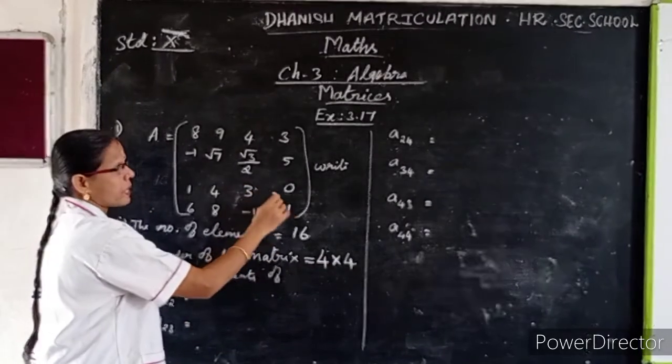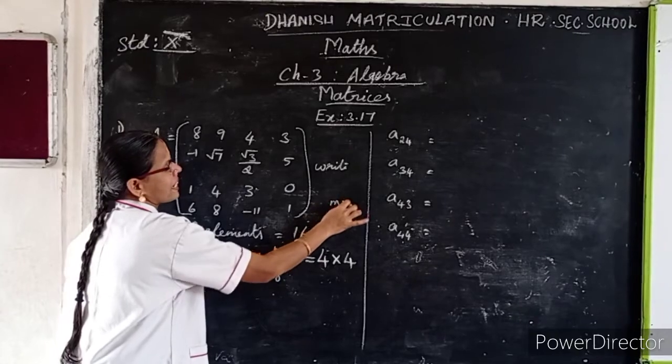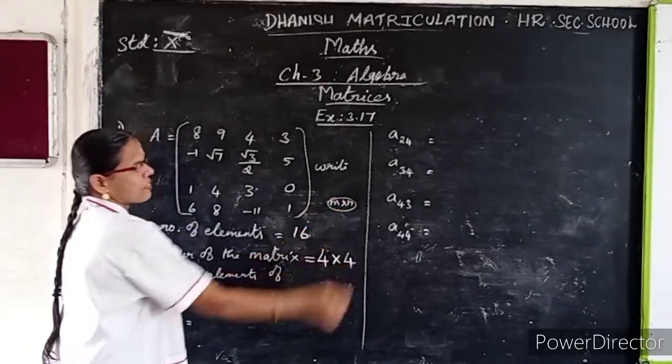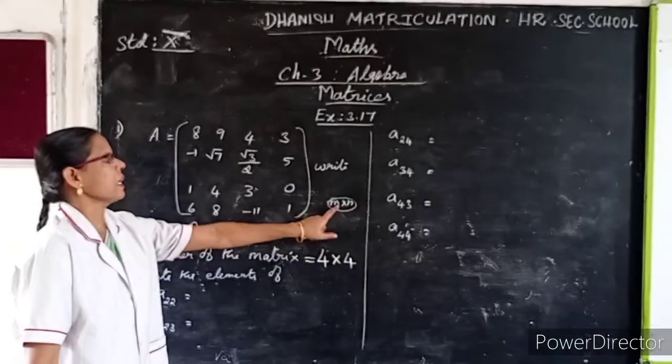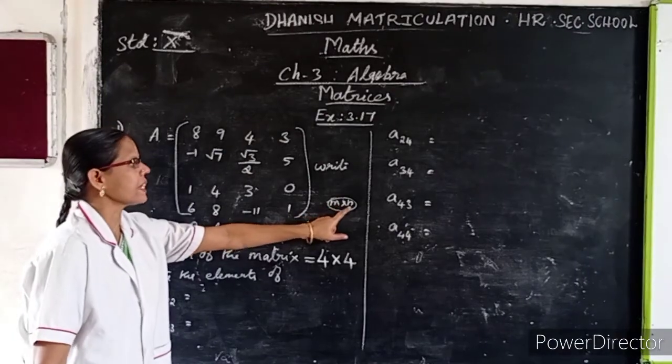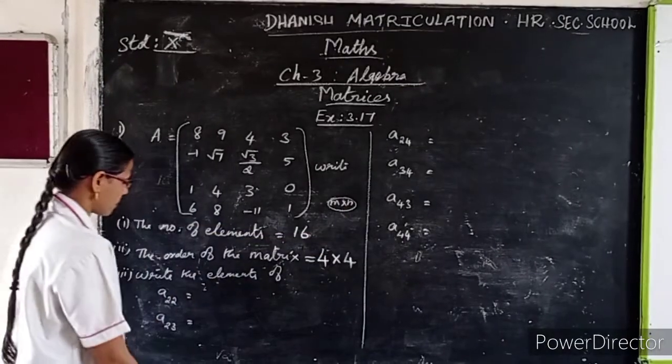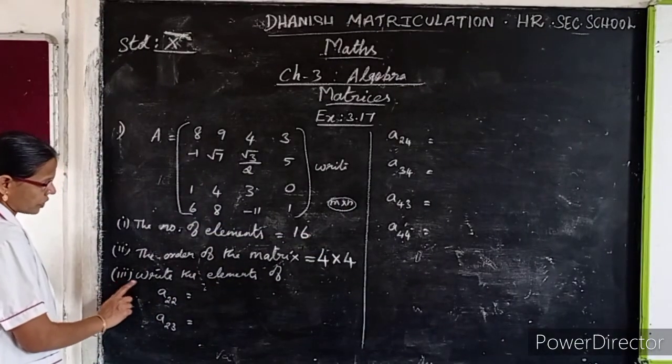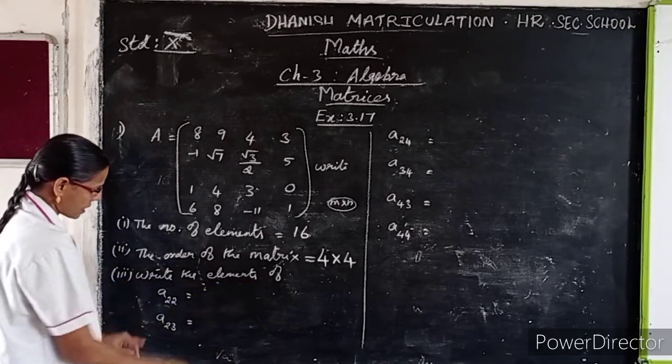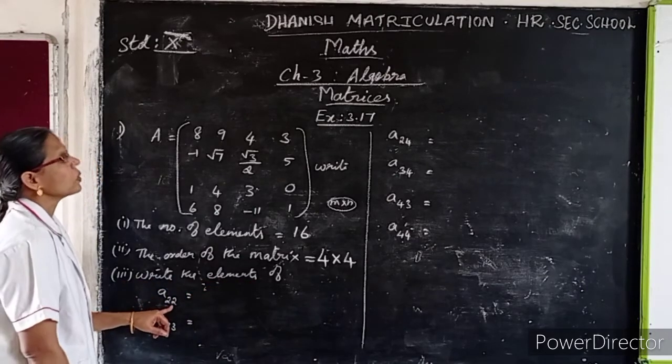Generally, the order of the matrix is denoted by m by n. This is the order of the matrix. The first letter is the number of rows. The second letter is the number of columns. Third question, write the elements of A.